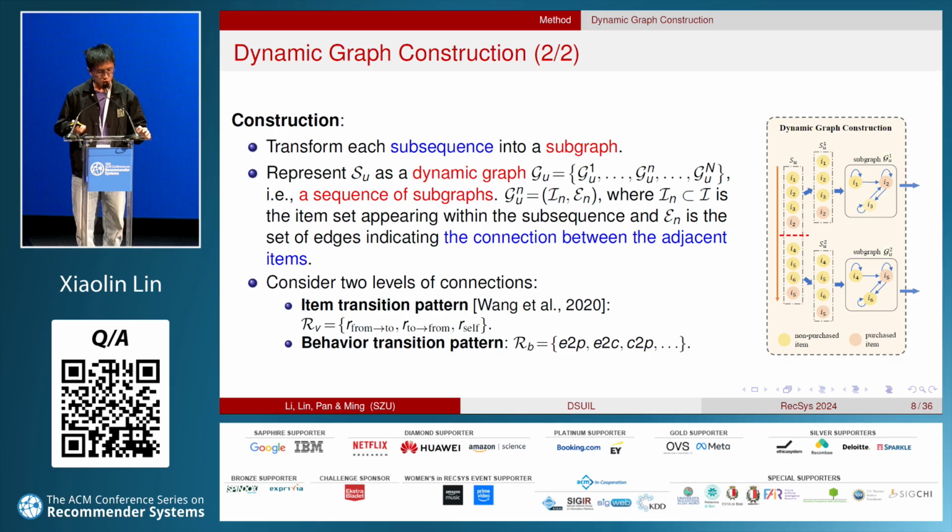And then, we transform each subsequence into a subgraph. So, a dynamic graph is a sequence of subgraphs. We consider 2 types of edge connection between items: item transition patterns and behavior transition patterns.